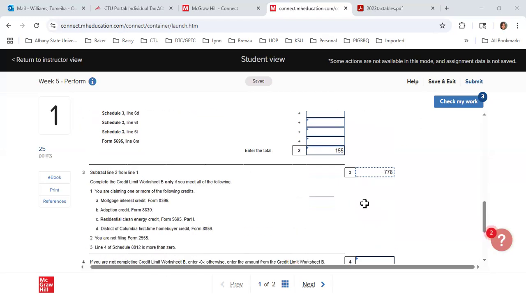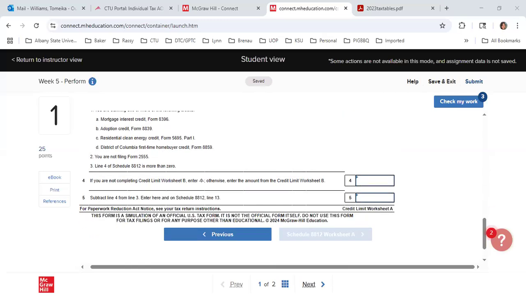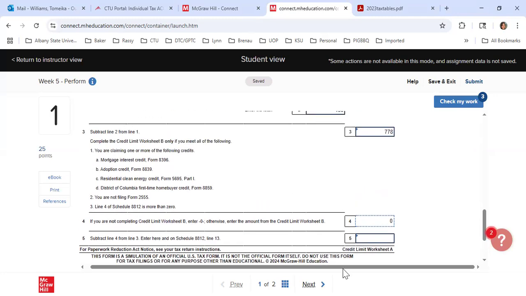Okay. So now at the bottom of this form, which is just basically line 4 and 5, line 4 says, if you're not completing credit limit worksheet B, always enter a hard 0. So we're going to enter a hard 0 for box 4. And line 5, subtract line 4 from line 3. We're just simply going to bring down that 778. Once you have this, please let me know, because we're going to go back to the 8812 page 1.